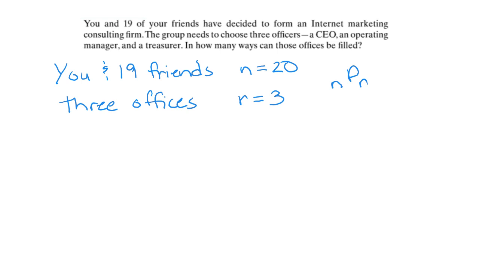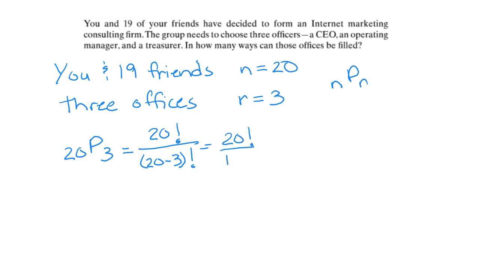All right, so you have 20 permutate 3. In your calculator, you're going to type in 20. Then you'll do the shift and the multiplication symbol for the P, and then type in 3 and then equal afterwards. All right, using our formula though, this is 20 factorial over 20 minus 3 factorial. And that is going to give you 20 factorial over 17 factorial.